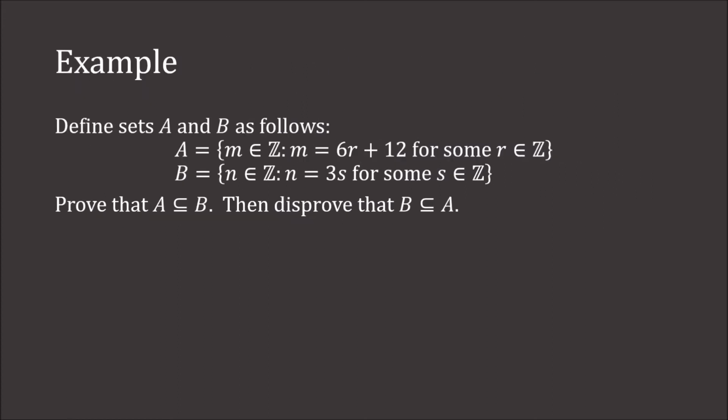So we take a look at these two sets here. A is the set of all integers m such that m is 6r plus 12 for some integer r, and B is the set of all integers n such that n is equal to 3s for some integer s. We wish to prove that A is a subset of B and disprove that B is a subset of A. Alright, so first, let's look at the proof that A is a subset of B.